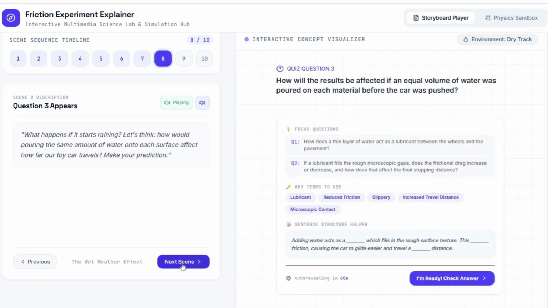What happens if it starts raining? Let's think. How would pouring the same amount of water onto each surface affect how far our toy car travels? Make your prediction.